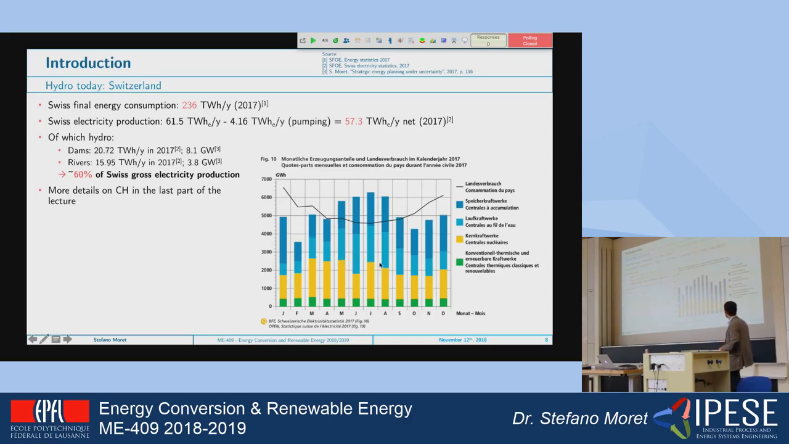You can see that the Centrale au Fil de l'Eau, so the run-of-river power plants, have a strong seasonality. Of course, we cannot use rivers when the water is frozen in the mountains or in the form of snow, right? So we have an abundance of electricity in winter. We have a deficit in summer.